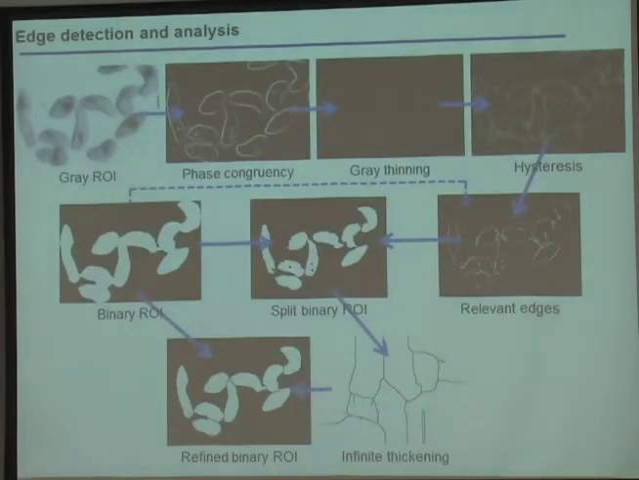So, I'm again going to skip a lot of things here, but here is the flow of how this separation algorithm will work. You take the data, you find the phase congruency, you do gray level skin thinning, you do hysteresis-based thresholding, you find the relevant edges, you do some morphological processing, and then you get your refined image by doing finally some thickening to make sure that you have not lost any pixels which were removed during some of these thinning operations.